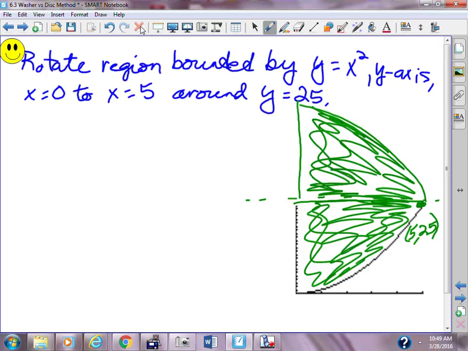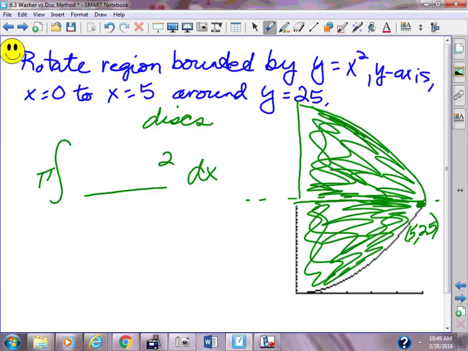You agree we got a sideways dome looking thing again? So which axis do I put, dx or dy? Dx. I went around something that was parallel to the x-axis, so we're going to have dx on our integral. Is this discs or washers? Discs. Very good. So if it's discs, I want pi, and then I need a single radius to be squared. What about my bounds? 0 to 5.